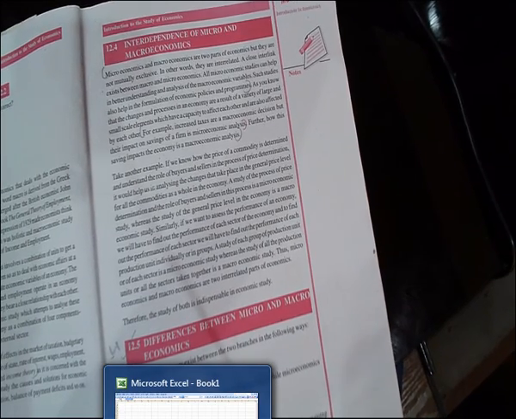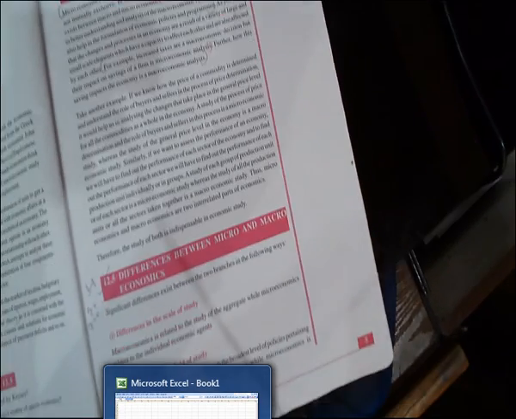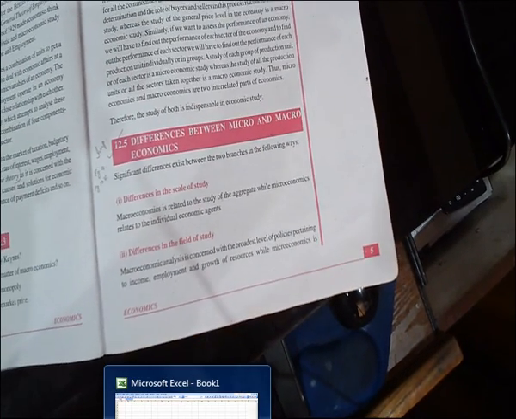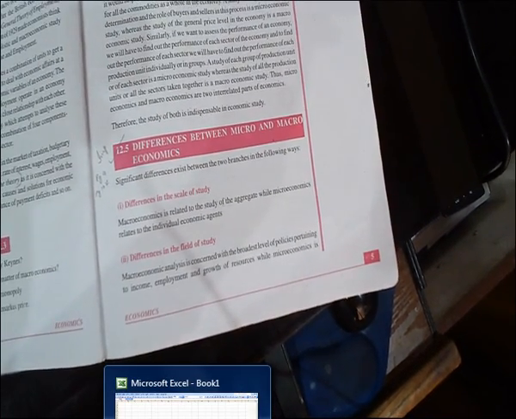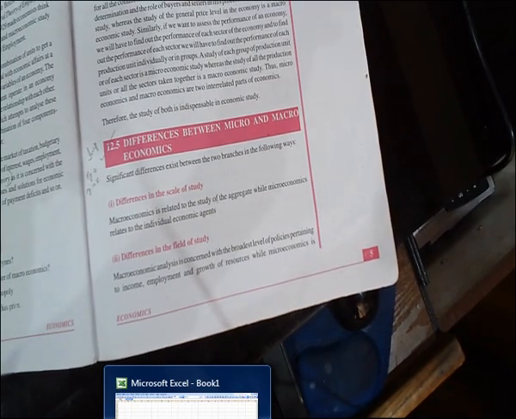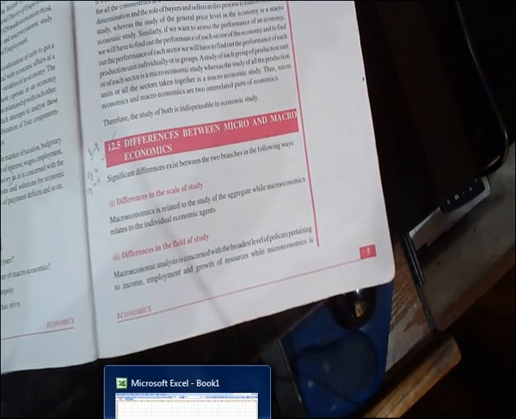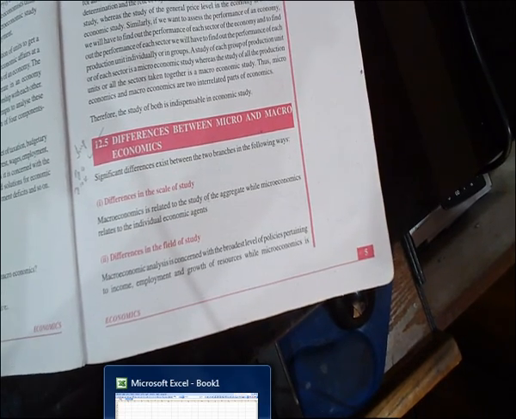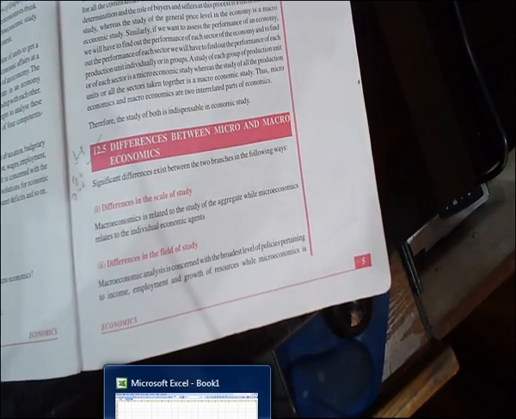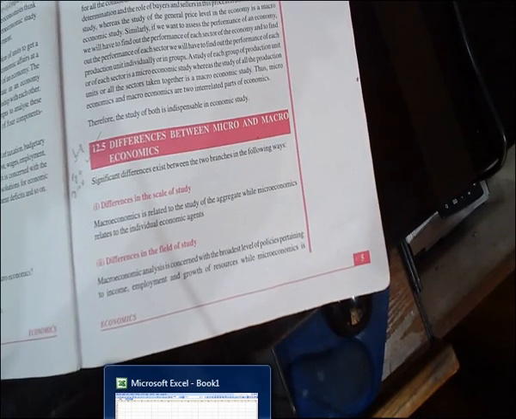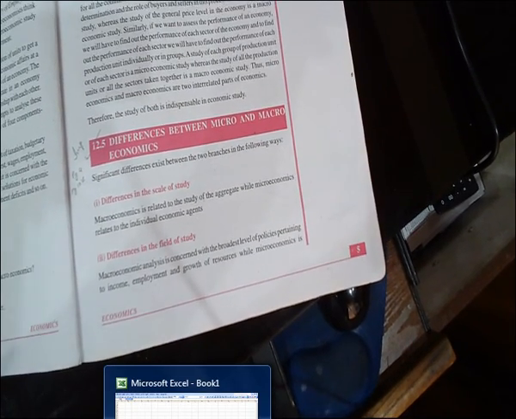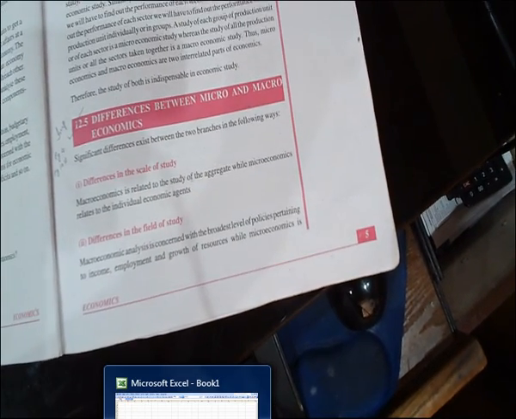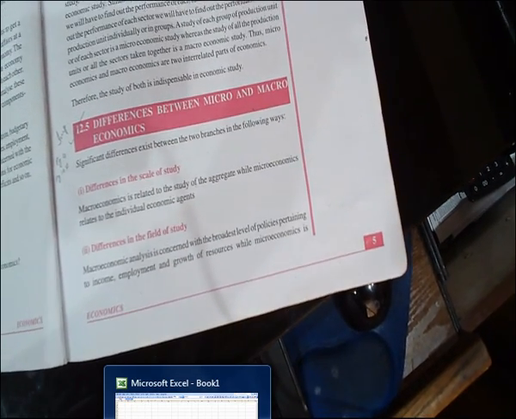So the next concept is the difference between micro and macroeconomics. The first point is the difference in the scale of study. Microeconomics means we are studying the individual aspect. It relates to individual economic agents. Macroeconomics relates to the study of aggregates. It means we are studying the whole economy. So that is the first point.